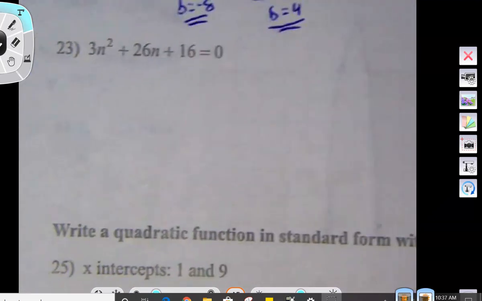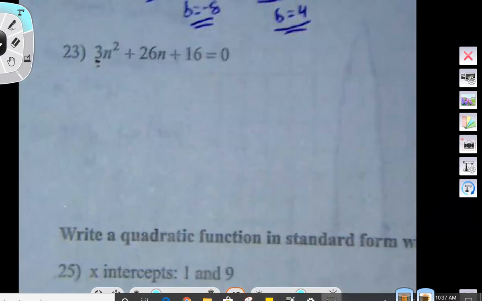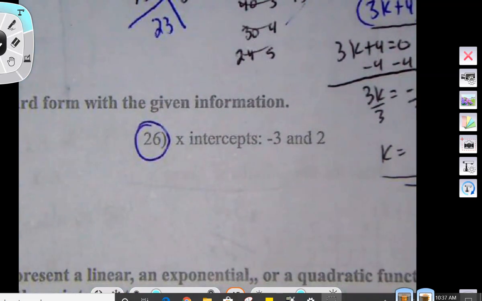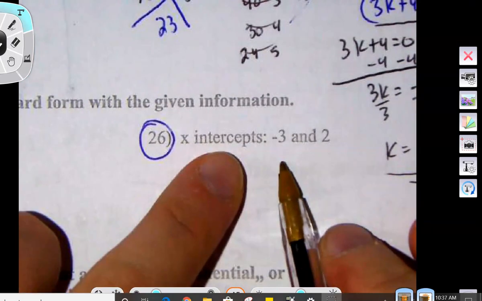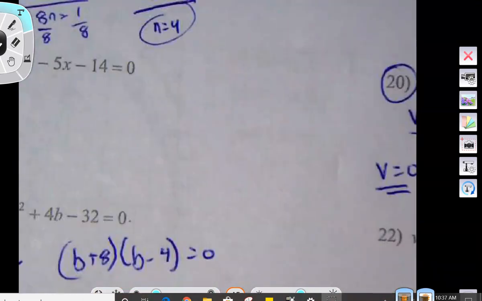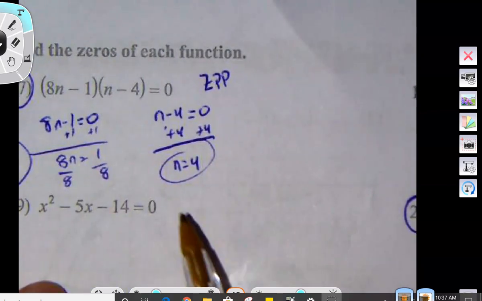We're also going to have to do a box for this one because my a value is 3. All right, the last one that we're going to do together, 26. We want to write it in standard form, so we're working backwards from what we just did above. We found our x-intercepts in this case to be 4 and 1/8.